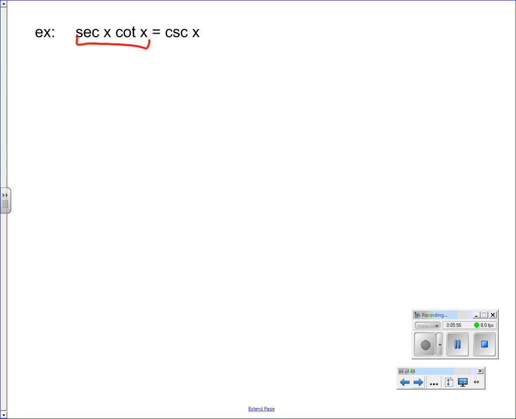And I can use reciprocal identities to break these down. So secant is the same as 1 over cosine. Cotangent is the same as 1 over tangent. I can now use a different definition for tangent, the definition in terms of sine and cosine, and change that into 1 over cosine times 1 over, and tangent is sine over cosine.